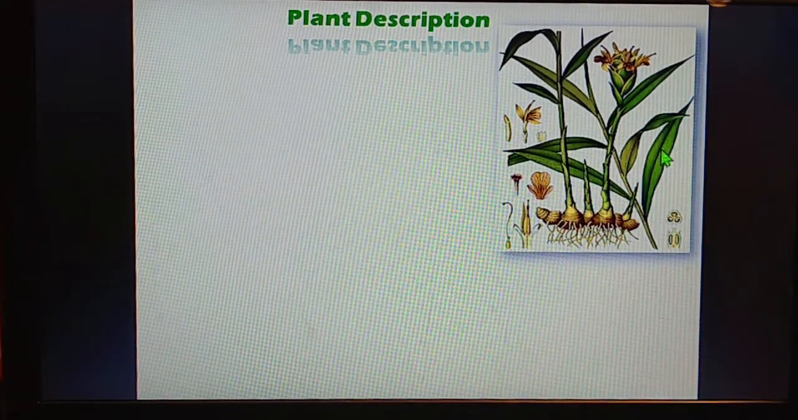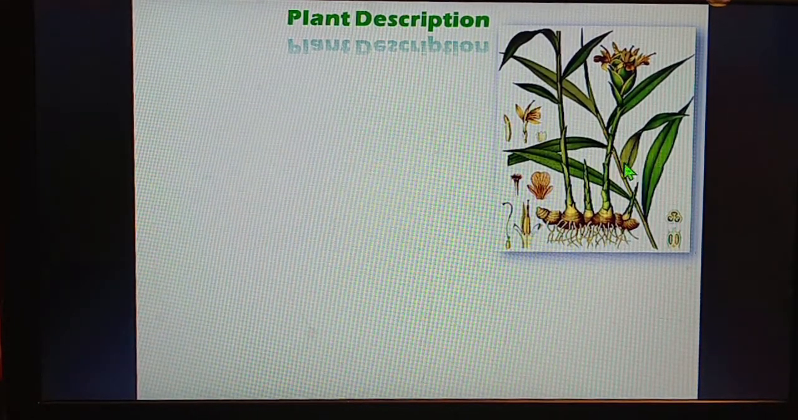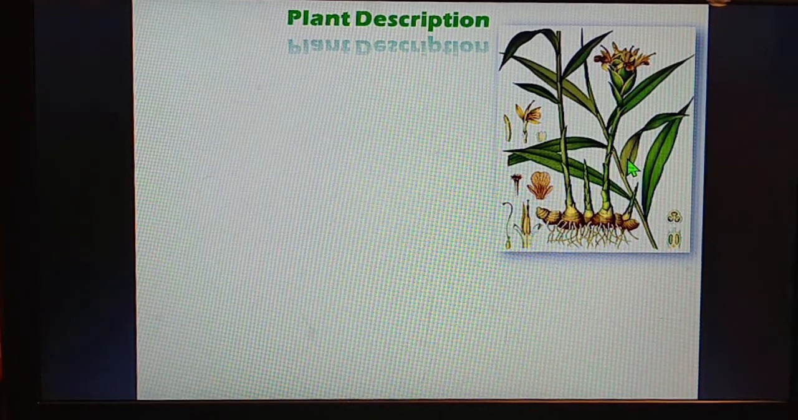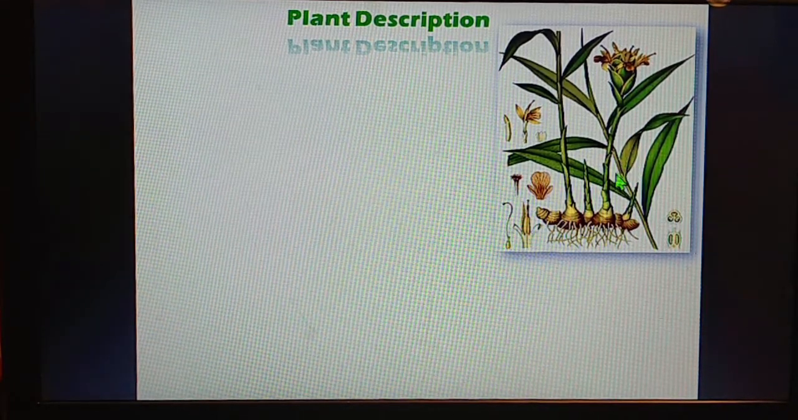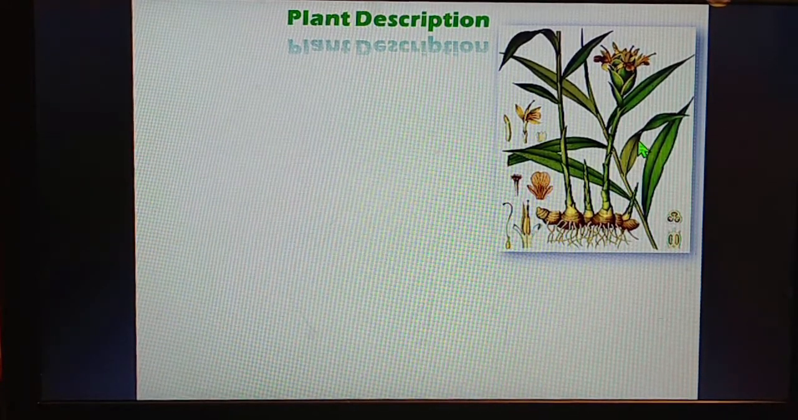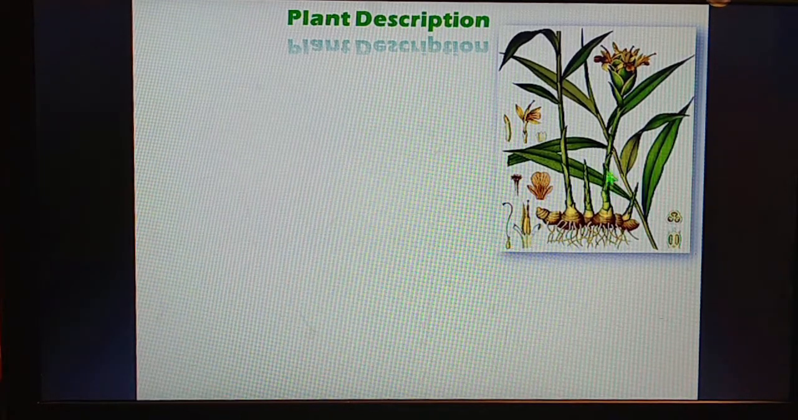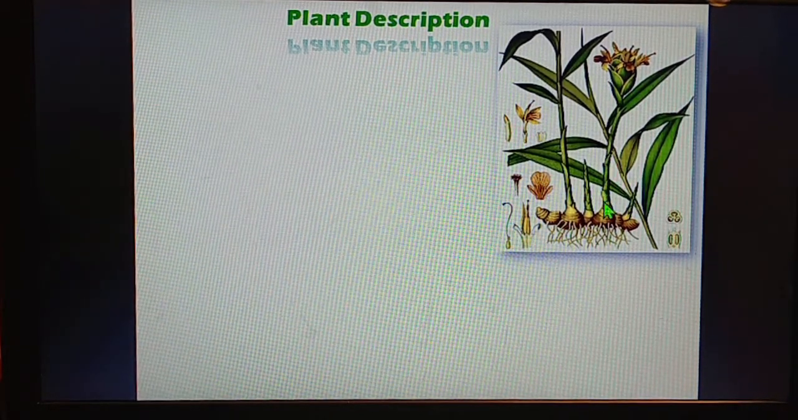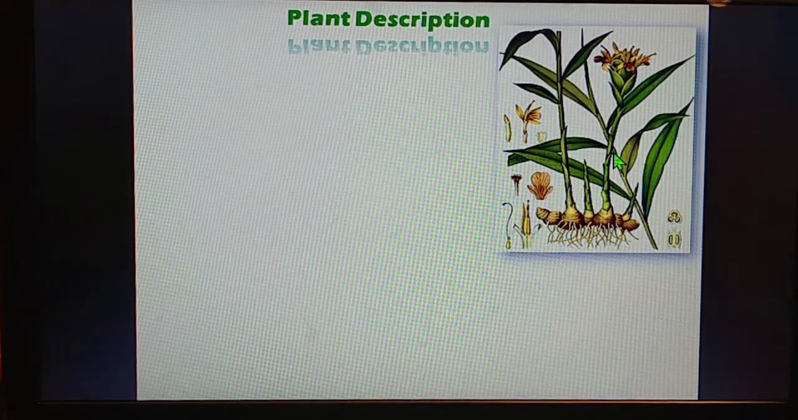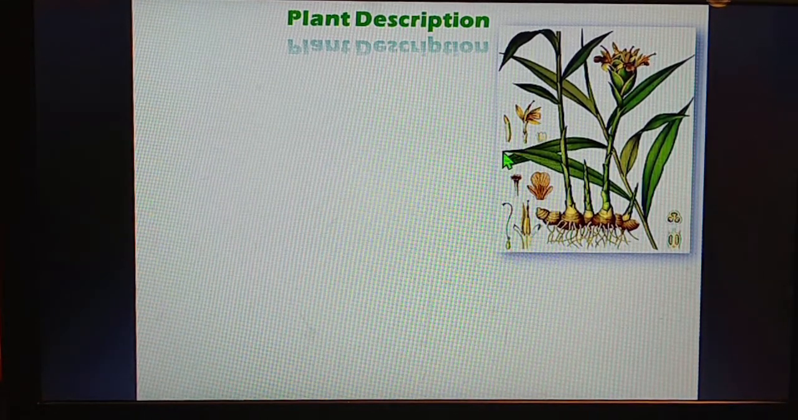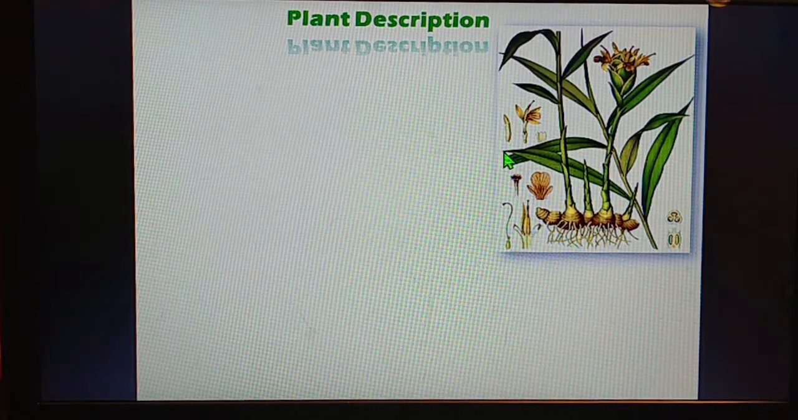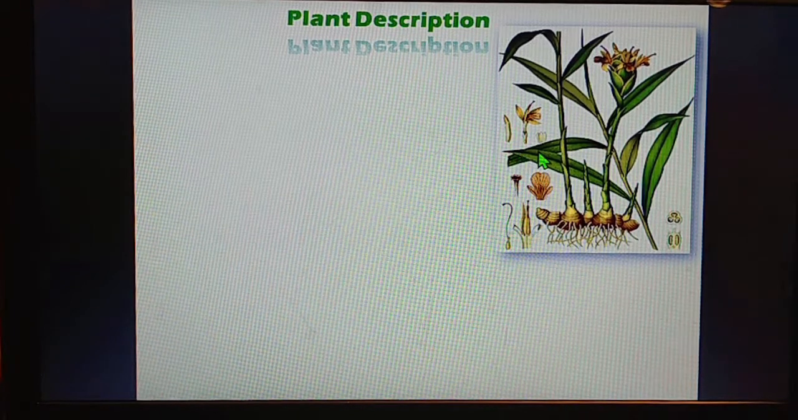And the leaves are alternate and simple, sessile, that is without a stalk. They are directly connected to the stem. They are sessile with a sheathing leaf base. You can see here the leaf base forms a sheath which covers the stem, and the leaves are linear lanceolate, tapering towards the end, and they have an acuminate apex.